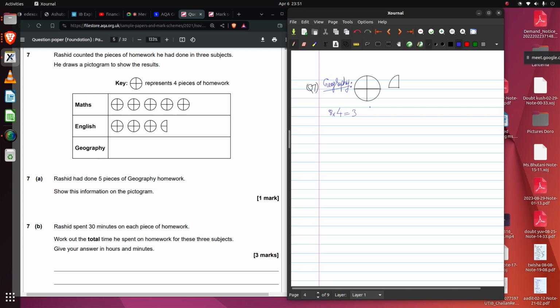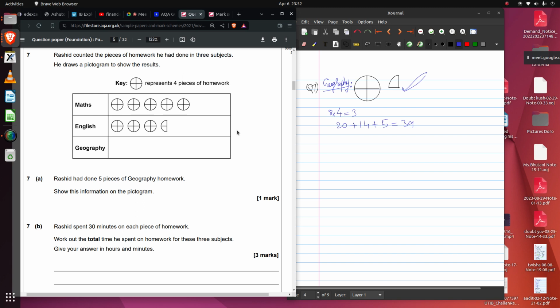For English, 14. Good. For geography, this is your data. Geography, 5. Good. The total, okay, you add those. 39. Then 39 I have to multiply with 30. Okay.